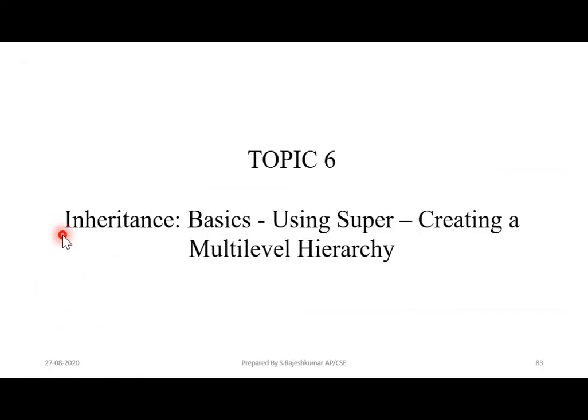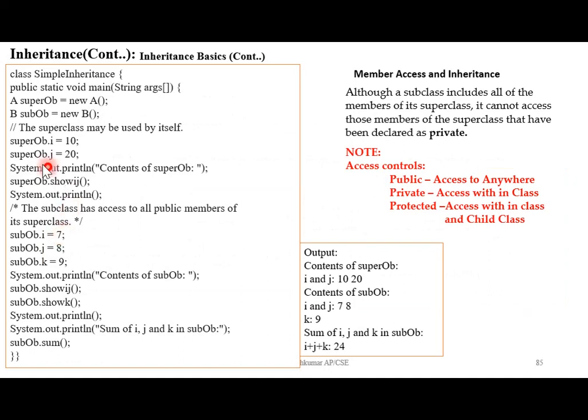Okay, reference object. Sorry, reference variable. Here super ob dot i equal to 10, super ob dot j equal to 20. So we have assigned two values here for i and j. Simply we are printing the value, System.out.println contents of super object. The super object show ij, we are just calling the member function by using this object.